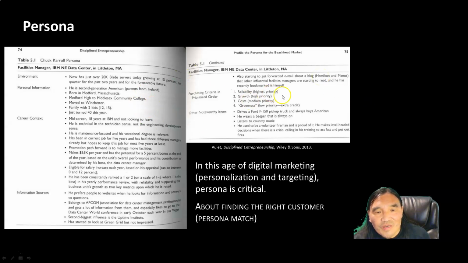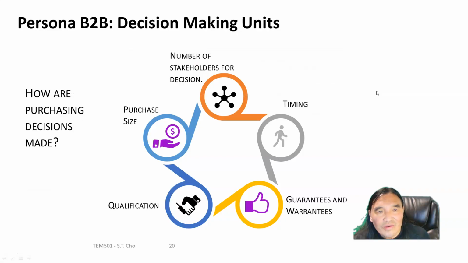And your book gives you examples of what personas are. In terms of selling business to business, now it's about decision-making units. How many stakeholders do I need to make a decision? What's the timing? Like, do they only buy things in December, or is it throughout the year? What do I have to guarantee, and what are my warranties? How are they going to qualify my product, and how big a purchase size will they make?